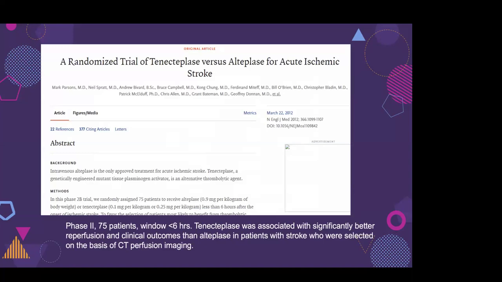Window was about 6 hours from symptom onset, and at that point, Tenecteplase was also associated with significantly better reperfusion and clinical outcomes compared to Alteplase. This study was based on CT perfusion. They were basing it off how much penumbra is remaining and all that.